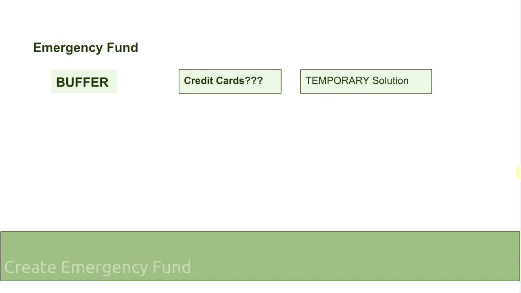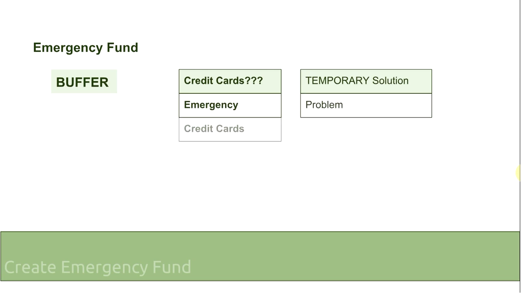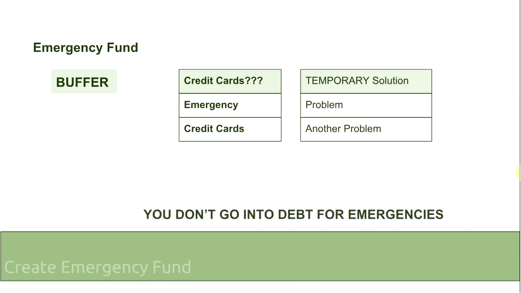Pero again, that's temporary solution because what if wala tayong buffer funds, paano natin babayaran yung ginamit natin for the credit card? Okay? So, yun nga, emergency is a problem. Credit cards is another problem. Okay? We don't go into debt to solve a problem. So, parang mag-snowball na yung problems mo. Okay, so that's why the very, very best solution talaga is meron tayong emergency funds or buffer funds. Again, ito you don't go into debt for emergencies.